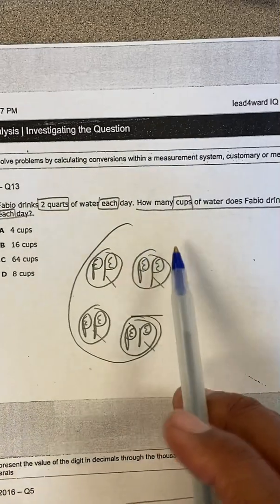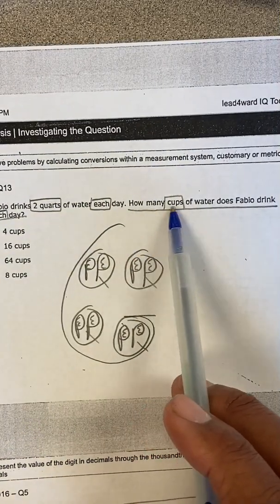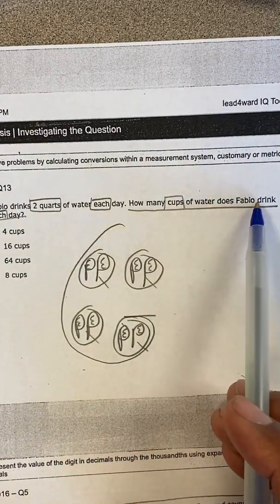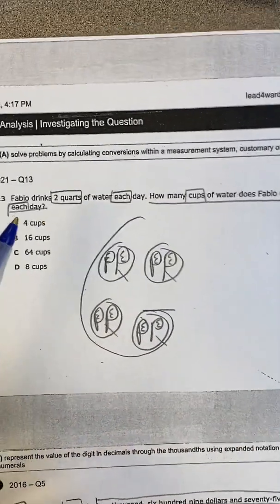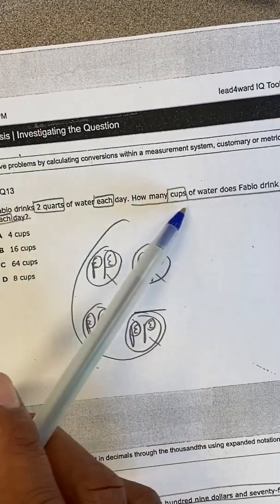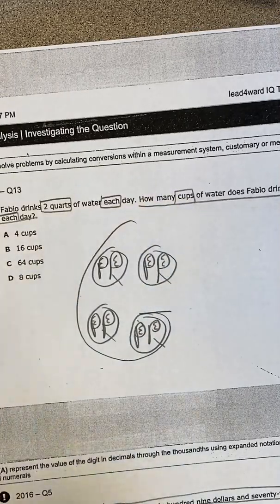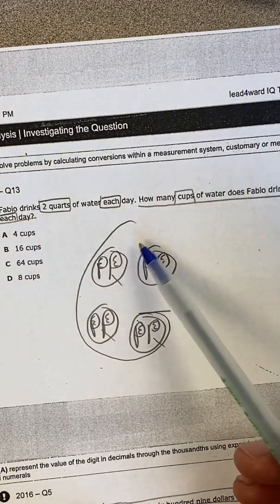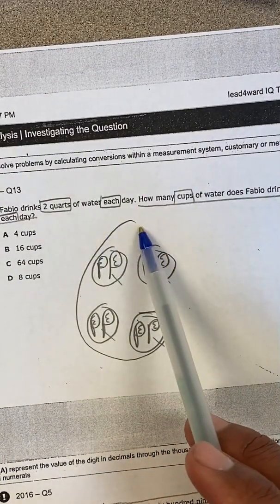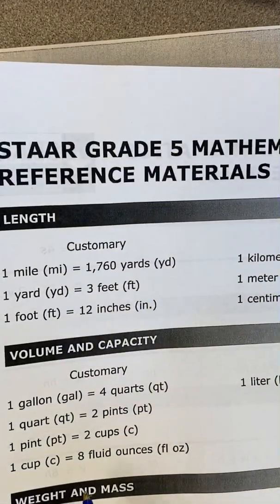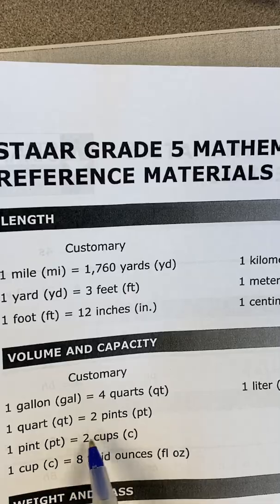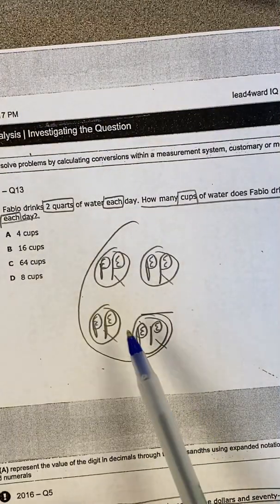Okay, so the question asks, how many cups of water does Fabio drink each day? So what you have to be able to recognize is that this question has quarts and it has cups. That lets me know that there's going to be some kind of conversion. Okay, so since it has cups and quarts, I could use my chart and try to go from cups to quarts, but I could use gallon man.